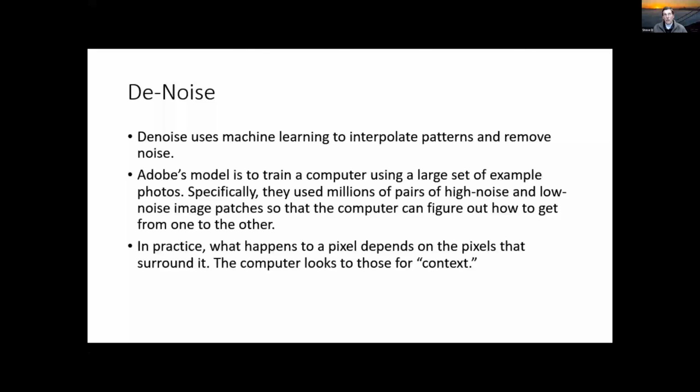So if you look up denoise, there are a zillion algorithms that are used to do this, but effectively they all do the same thing. They use machine learning. Adobe trains its computers to look at millions of high noise and low noise patches to figure out through AI where they want to go with this. In practice, it looks at the pixels next to the pixels you're working on for context of what it should do to pixels that it deems high noise.